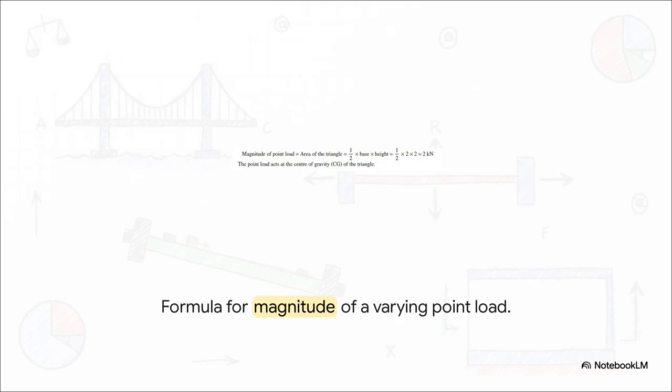So, here's your formula flashcard to solve this without breaking a sweat. First, you find the magnitude by simply calculating the area of the triangle. Just 1/2 the base times the height. For instance, if you have a 2-meter base and a height of 2 kilonewtons per meter, you multiply 1/2 times 2 times 2, resulting in a clean 2 kilonewton point load. Then, the secret sauce. You place that force exactly at the center of gravity, which, for a triangle, is always exactly 1/3 of the way from the heaviest, tallest side.